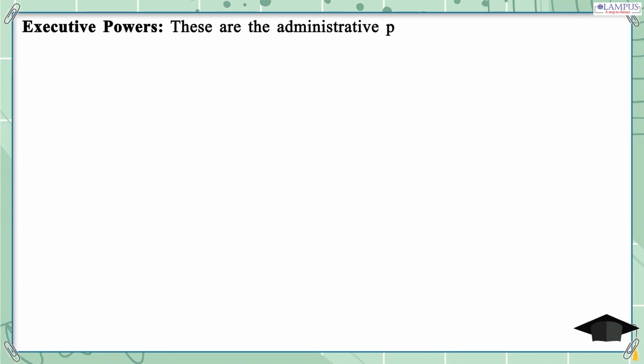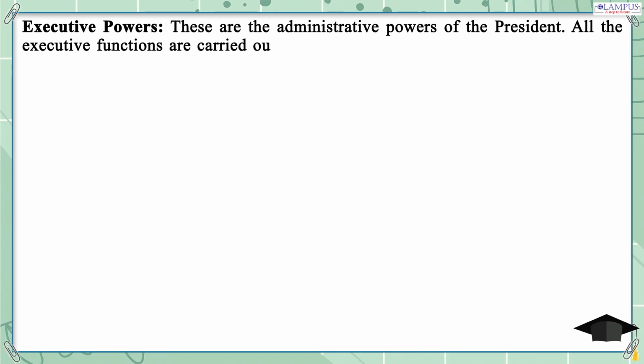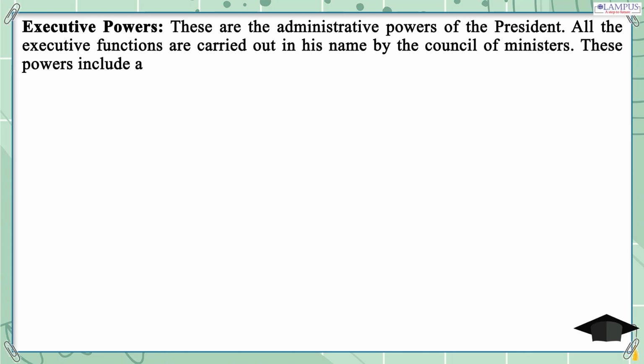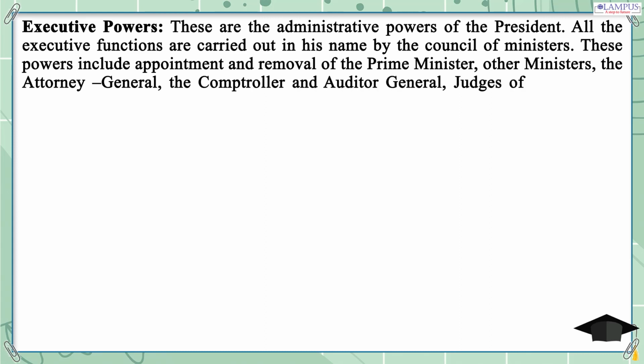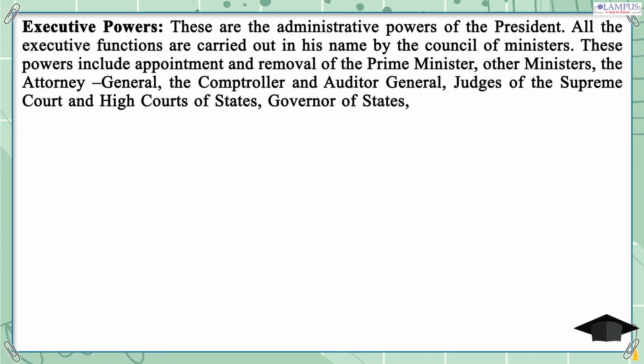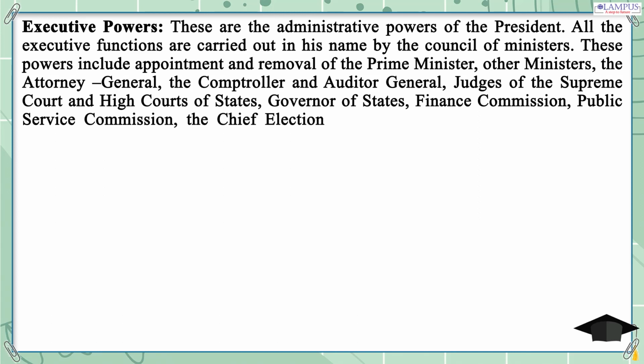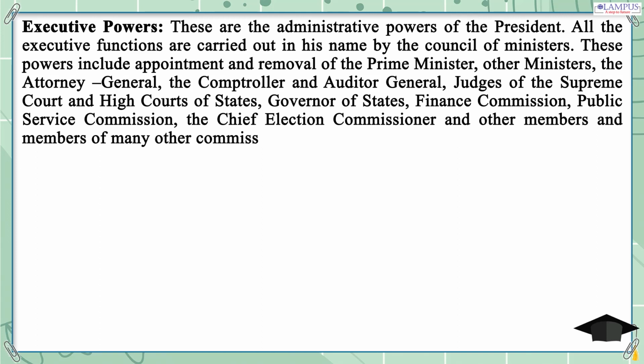Executive powers. These are the administrative powers of the President. All the executive functions are carried out in his name by the Council of Ministers. These powers include appointment and removal of the Prime Minister, other ministers, the Attorney General, the Controller and Auditor General, judges of the Supreme Court and High Courts of States, Governors of States, Finance Commission, Public Service Commission, the Chief Election Commissioner and other members of many other commissions.